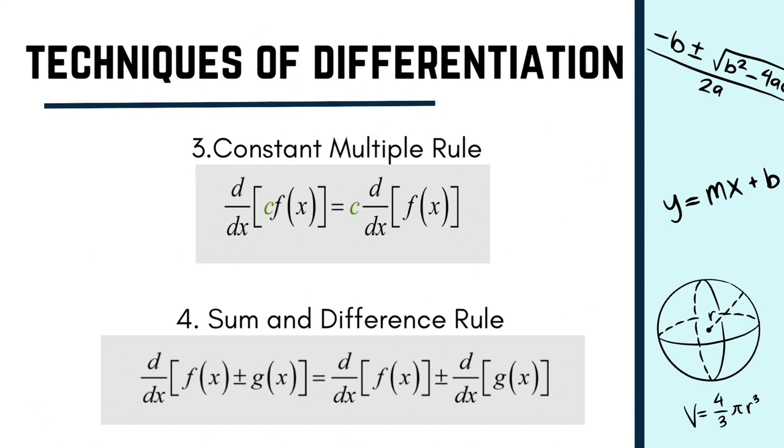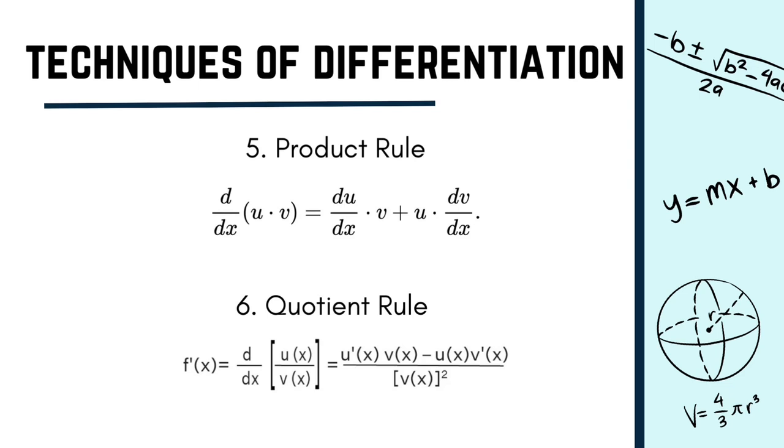The fourth one is sum and difference rule. It is used when terms are added or subtracted. The fifth one is product rule. It is used when two functions are multiplied. The sixth one is quotient rule. It is used when one function is divided by another.